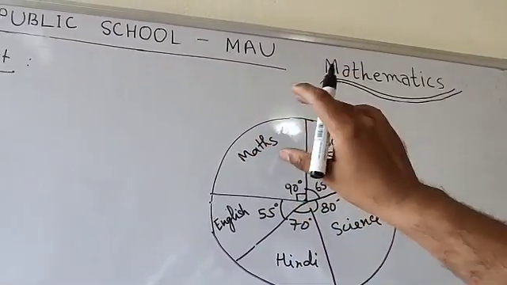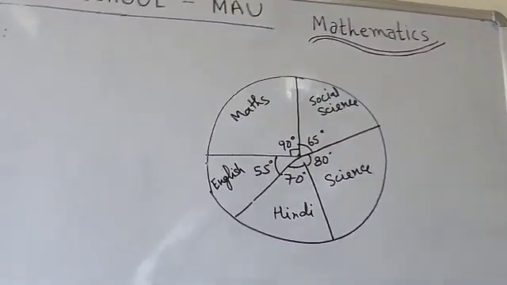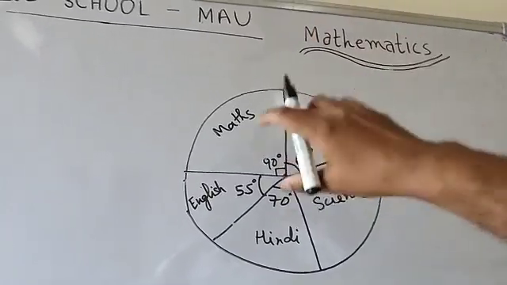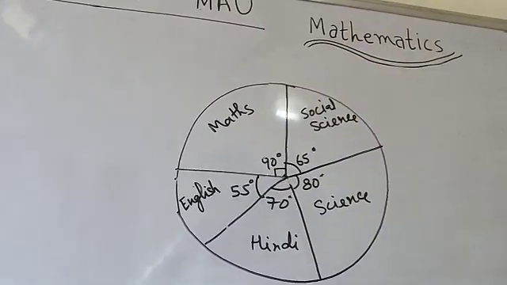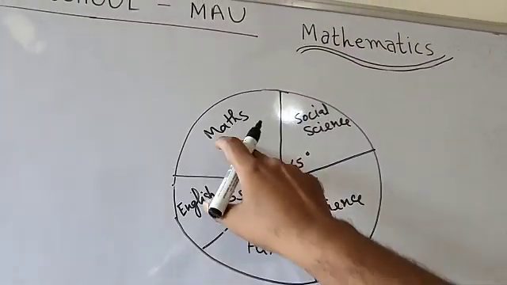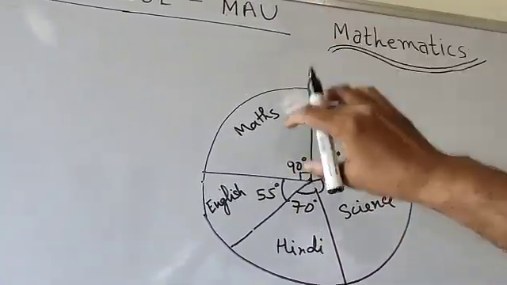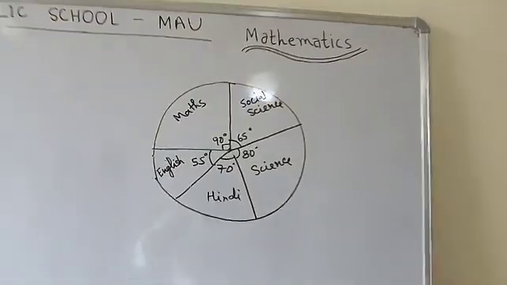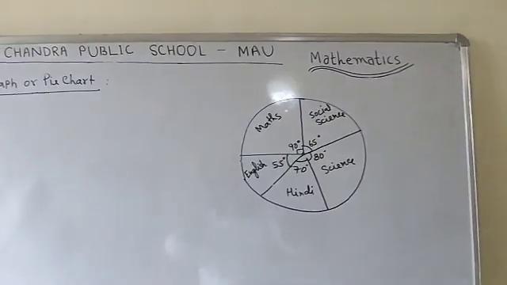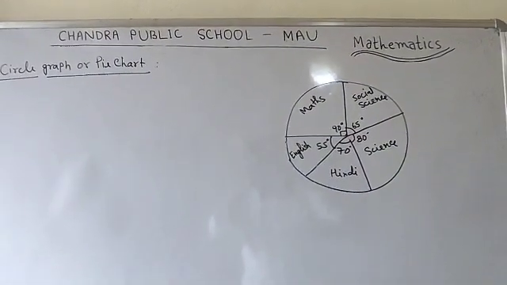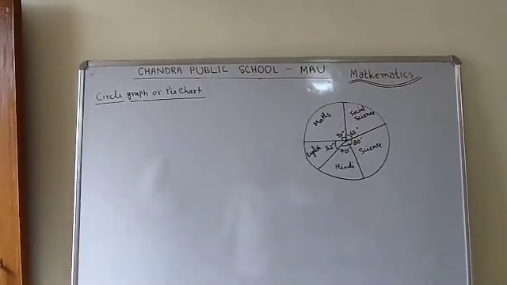Suppose this pie chart represents the marks of a particular student in an examination in different subjects. Here he got the maximum marks in maths, that is 90 degrees. Second, he got his marks in science. So whatever the angle is, it represents which value is the maximum or minimum. According to the angle you will decide. That is called the pie chart: it is in the form of a circle and represents the values in sectors.